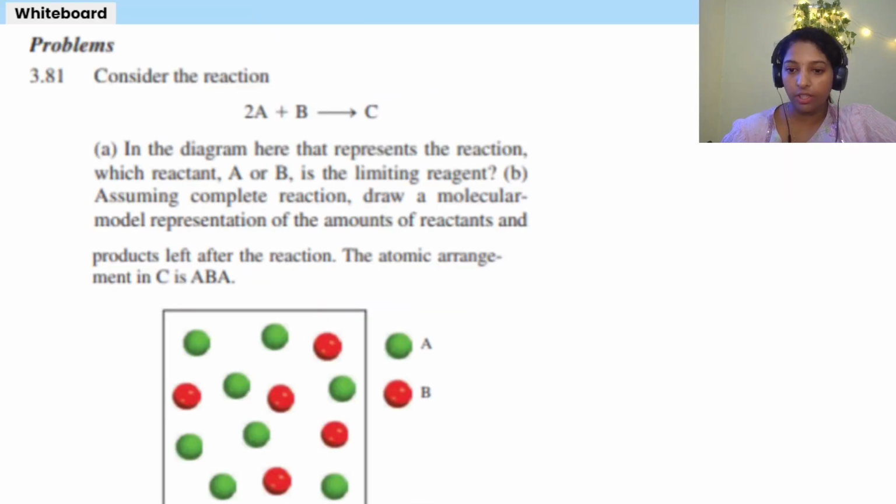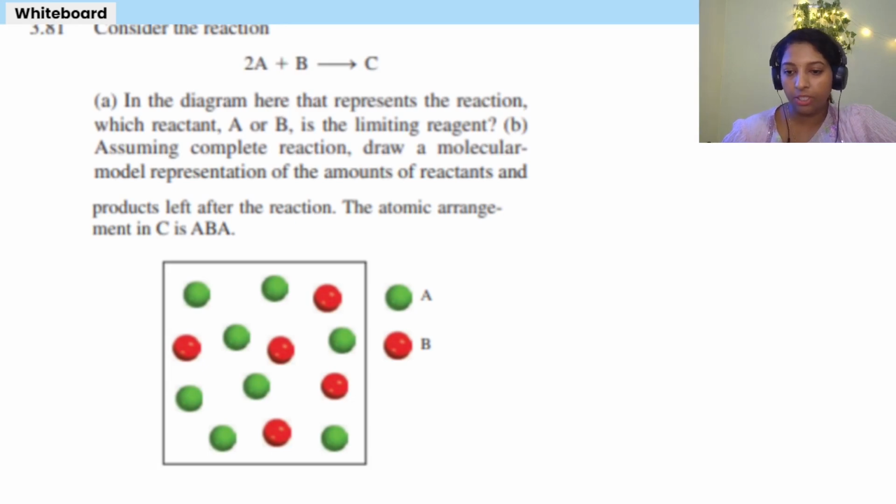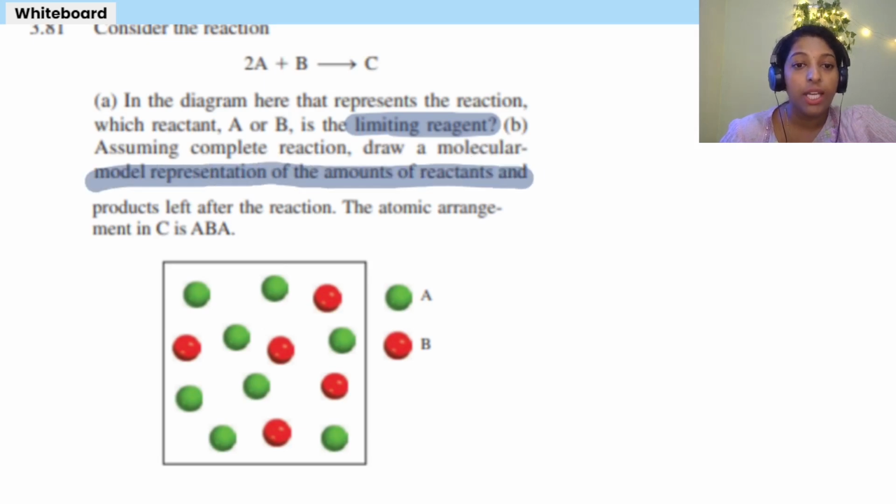So here they were given a diagram and the reaction 2A plus B is equal to C. And from this diagram, you have to say which one is the limiting reagent. Also, you need to draw the molecular model representation of the amount of reactants and products left over after the reaction. So these are the two things. First, you have to determine the limiting reagent. Then you have to show the particular molecular model diagram.